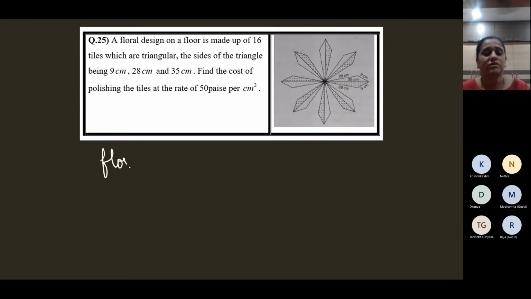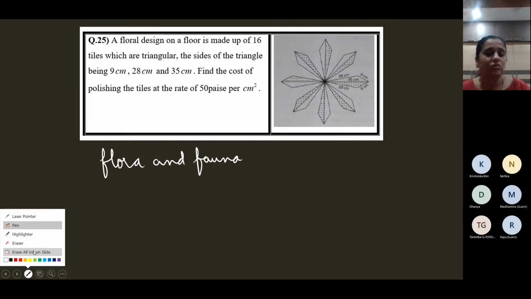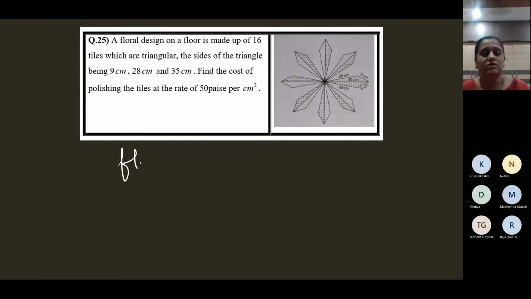What is flora and fauna? Animals and plants. Animals and plants or plants and animals? Plants and animals. Yeah. So like flora and fauna, floral, meaning of flower. Flower-like design, floral.